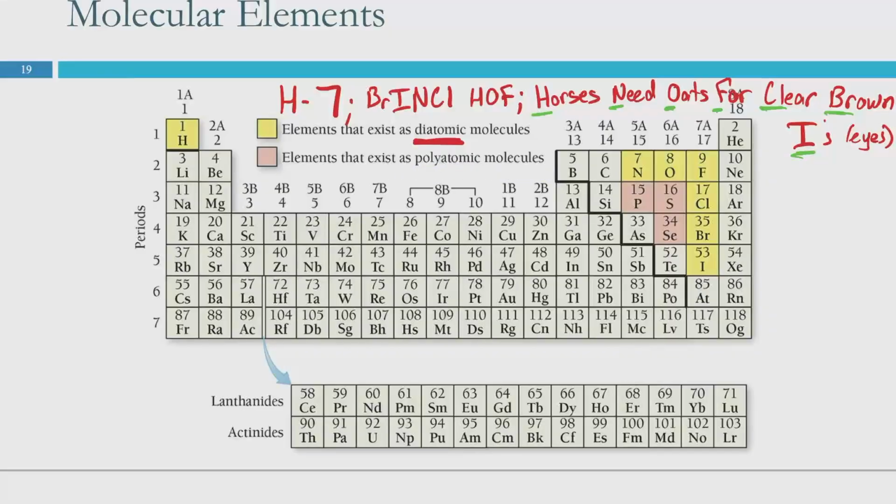And then there's also polyatomic molecules that are just the things inside of the seven, so phosphorus, sulfur, selenium. And I don't have any fun mnemonic device for those, sorry.